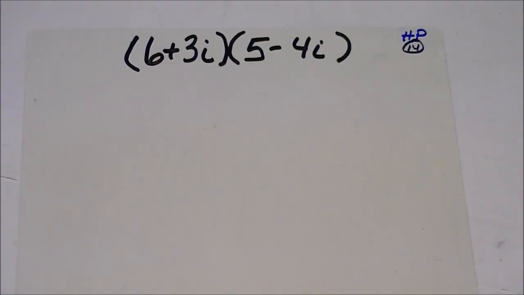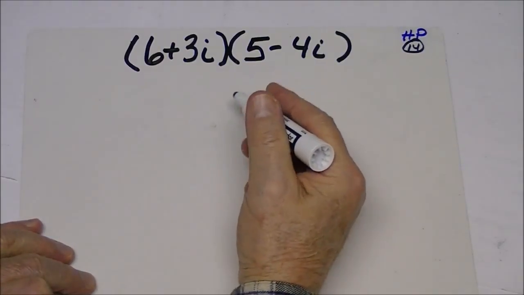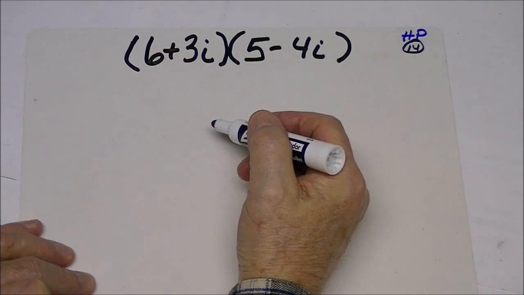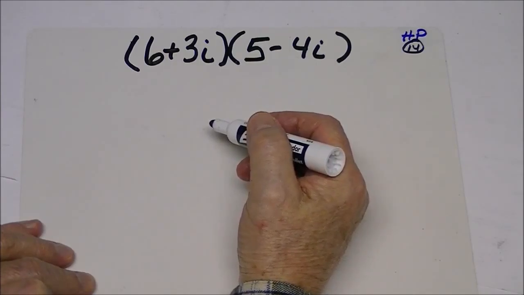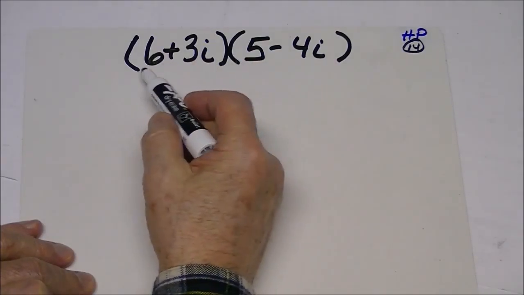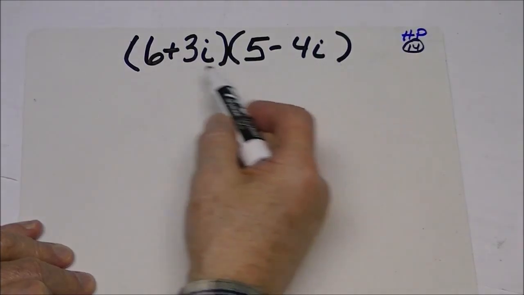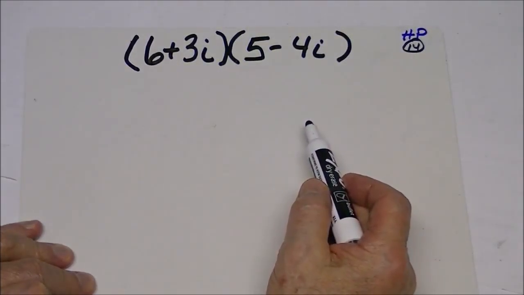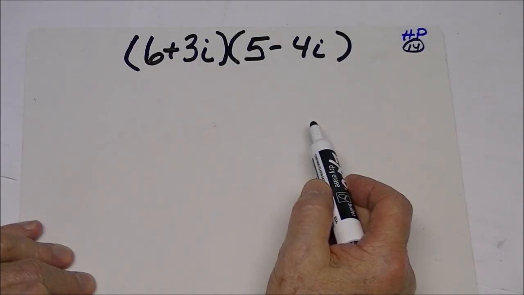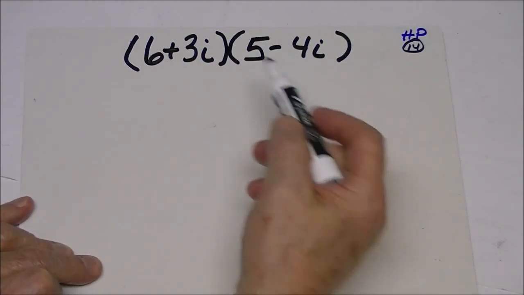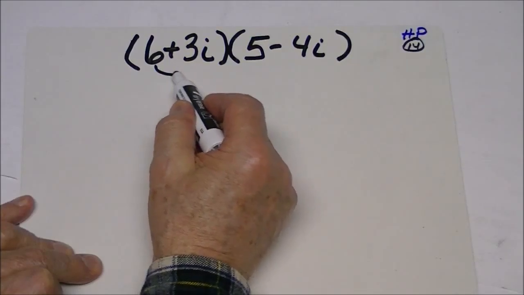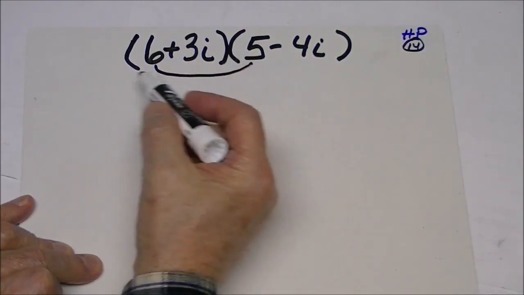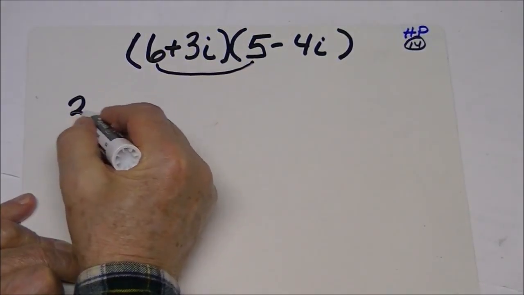We'll do some review on topic 4.6, in which we are going to FOIL two binomials, but they happen to be complex numbers. So in reviewing the FOIL, we're going to multiply the first two, and that will give us a 30.